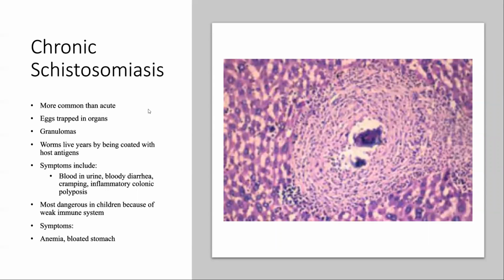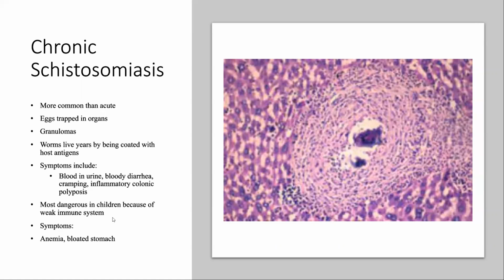But this one happens when the eggs get trapped in the organs, and this can cause damage to the organs. This can also lead to granulomas, which is what we have right here. That causes change in tissue, and it also causes inflammation. These worms live in your body for years because they are coated with your host antigens. So your body doesn't attack them because they're covered with your own antigens. Some of the symptoms are worse for the chronic: blood in urine, bloody diarrhea, cramping, inflammatory colonic polyposis.